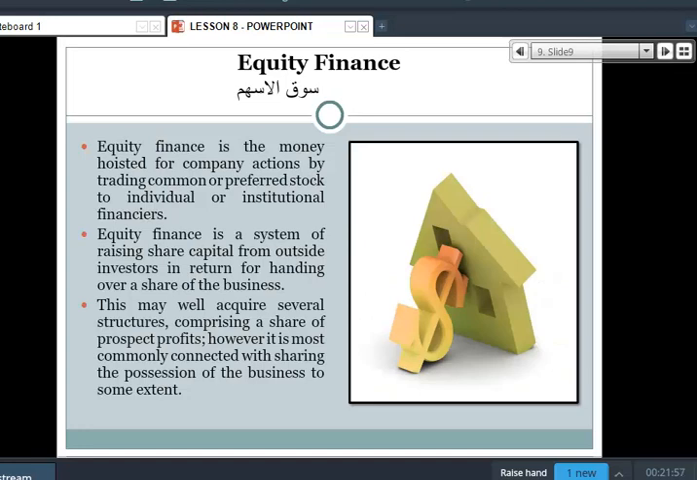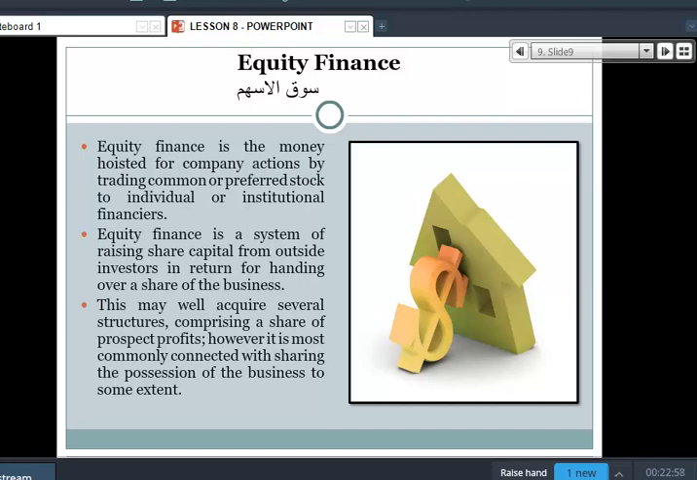What is equity finance? Equity finance is money raised for company activities by trading common or preferred stock to individual or institutional financiers. So equity finance is a system of raising share capital from outside investors in return for handing over a share of the business. This may take several structures, comprising a share of the project or a share of prospective profits. However, it is most commonly connected with sharing ownership of the business to some extent.